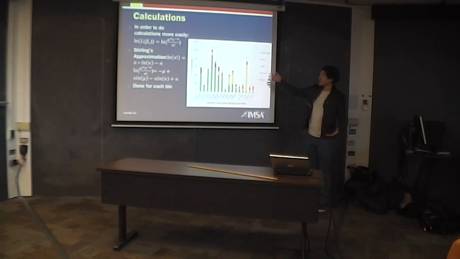Since the calculations were really big and hard, I took the natural log of the likelihood function, and then on top of that I used Stirling's approximation, where the natural log of n factorial is around n multiplied by the natural log of n, minus n. That finally gives me negative mu plus n multiplied by the natural log of mu, minus n times the natural log of n, plus n. And this is done for each bin.